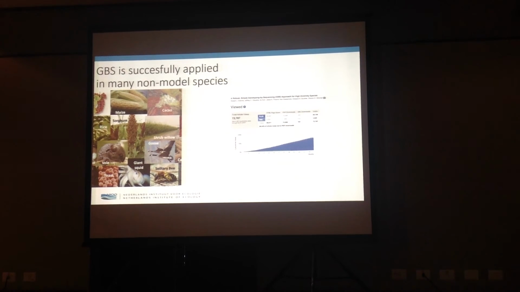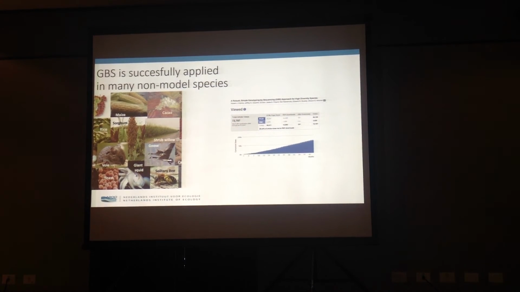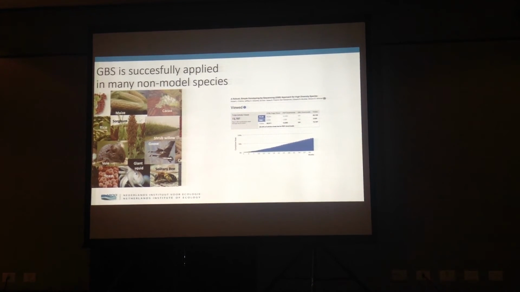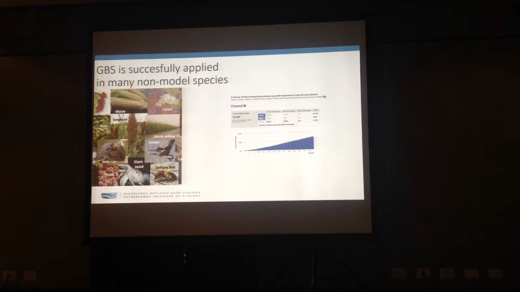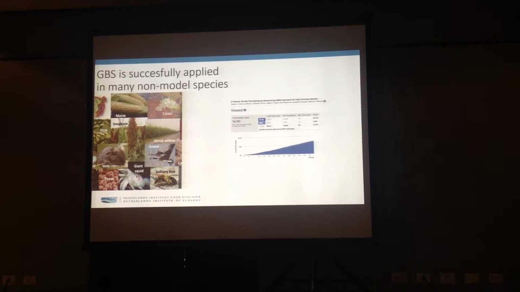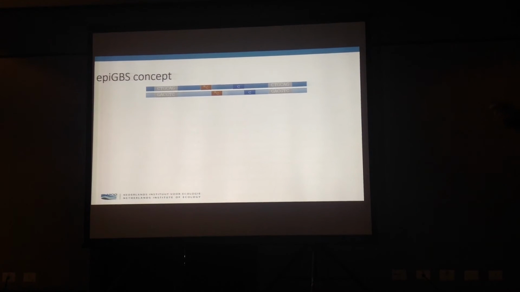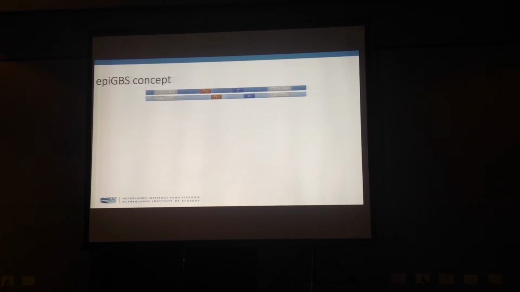So GBS is very successful. It's applied in many non-model species. It's cited very well, and everyone seems to love the method. I think it's mainly because it's very flexible, it's easy to use, and it doesn't require a reference genome. So epiGBS is very similar in concept.